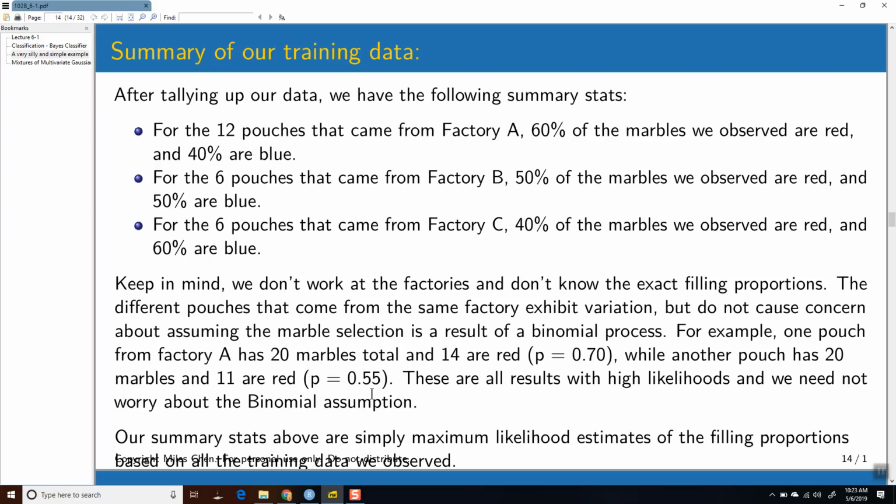So we're going to assume that we've got this binomial distribution filling up our pouches. And these summary stats are just going to be the maximum likelihood estimates of the filling proportions based on the data we've observed. Basically, we dumped out all the bags and counted them up to get a maximum likelihood estimate. We could do something different, but to keep things simple and straightforward, we're just going to use the maximum likelihood estimates based on what we've seen.